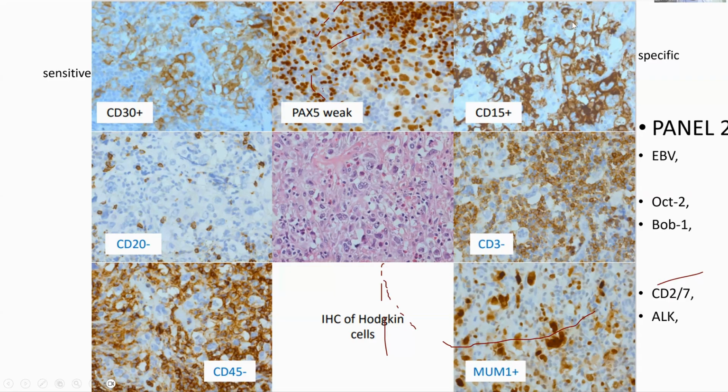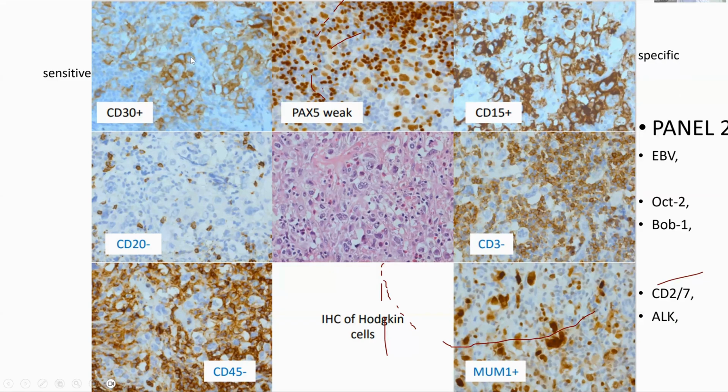CD15, and we will mention it, is sometimes hard to interpret, especially in mixed cellularity, because all the granulocytes in the background can show positive staining for CD15. So you have to aim for the larger cells. CD3 is usually negative in the background cells, and this is MUM1 strong positive staining.